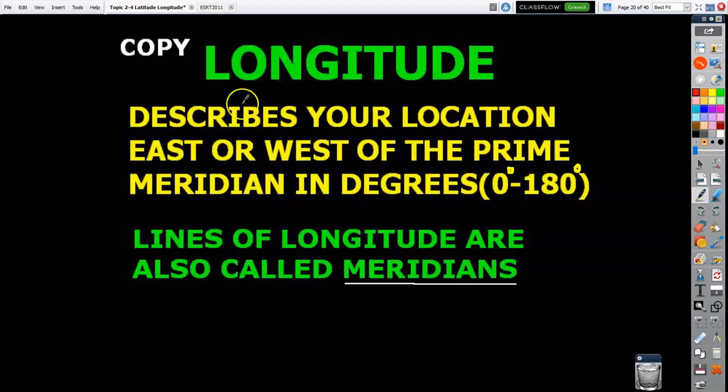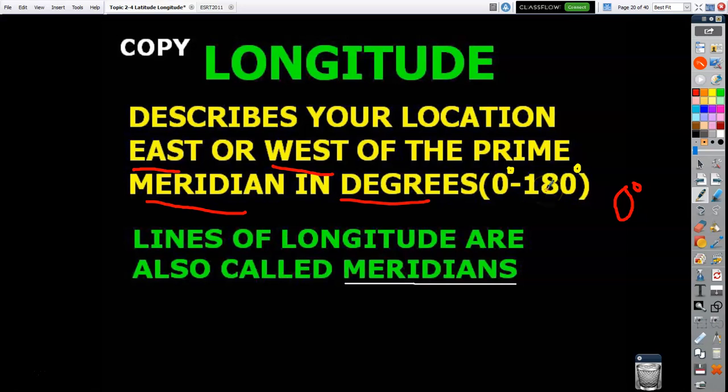So longitude, this is the definition, describes your location. Again, it's a grid system. This time instead of north-south, it's east or west. And instead of the equator as the reference line, we use the prime meridian. The prime meridian is 0 degrees longitude.